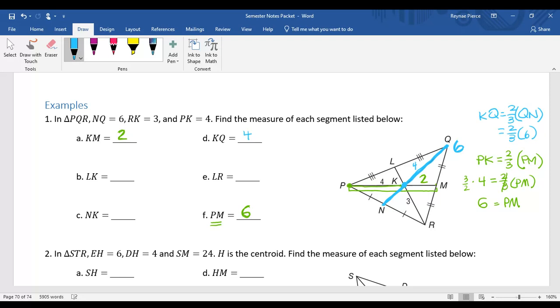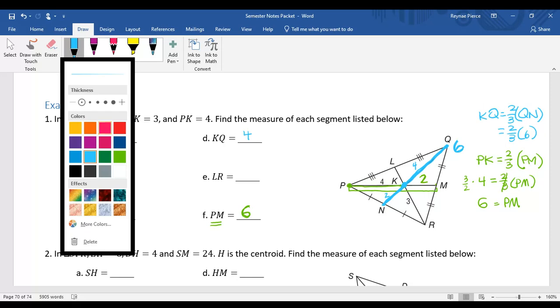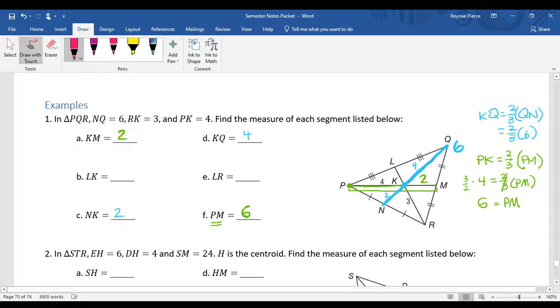Okay, and then if all of that is 6, but we've already used 4, N to K is 2. Okay, and then those last couple of segments here, if R to K is 3, okay, again, that's vertex to centroid. That distance is 2/3 of the entire median, R all the way to L.